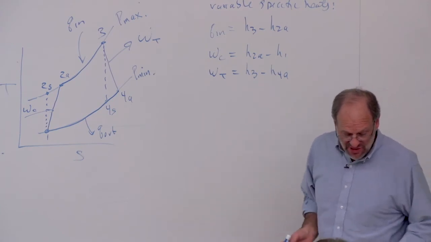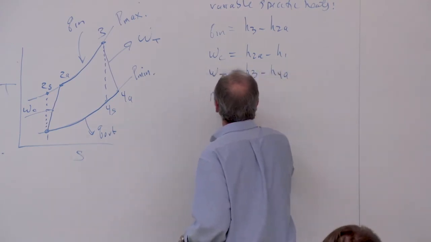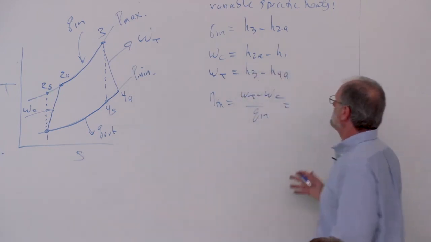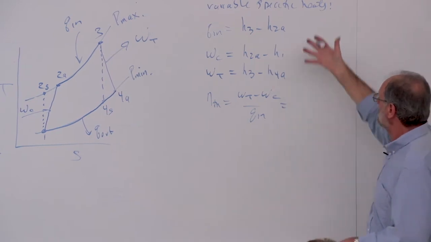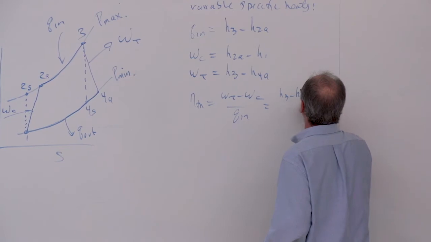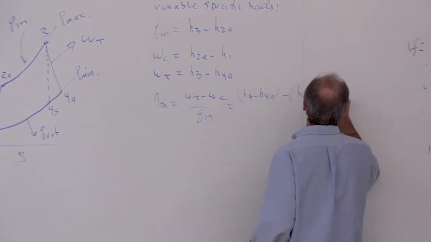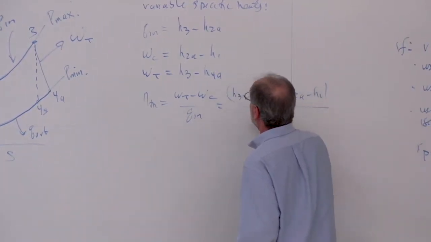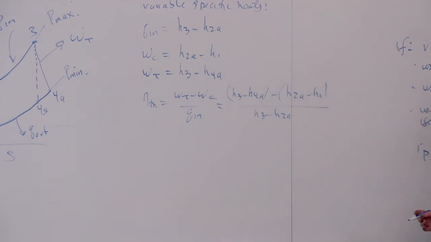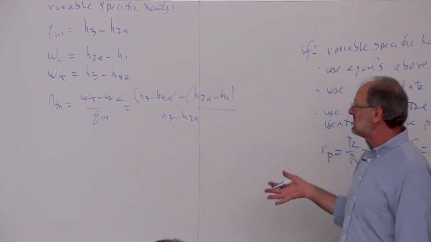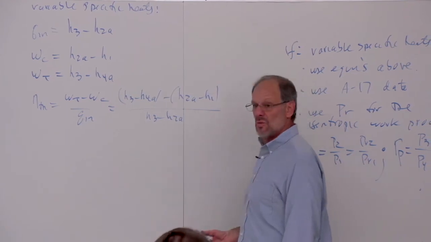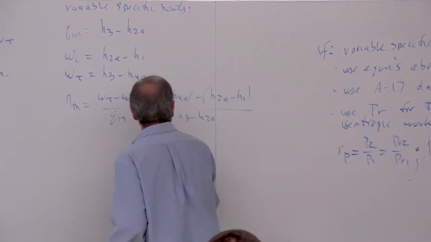And of course, the thermodynamic efficiency is still just the net work divided by the heat input. So it's just a matter of putting all these various enthalpy terms into the equation below. So H3 minus H4A minus H2A minus H1, divided by H3 minus H2A. Okay. Now, certainly there are ways to adjust this equation. I mean, there's an H3 minus an H2A in the numerator. I suppose if you wanted to, you could just write this in its alternate form.